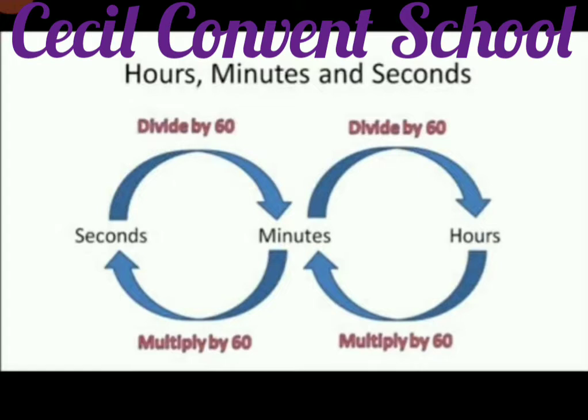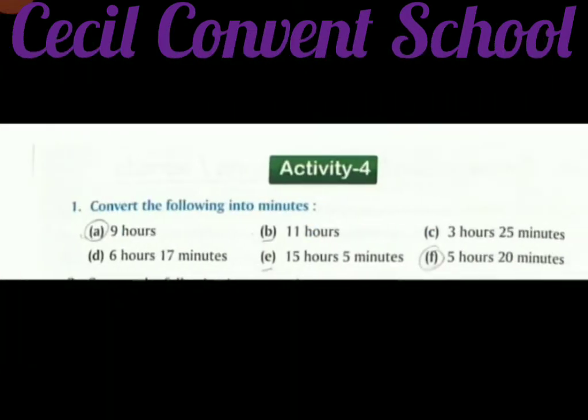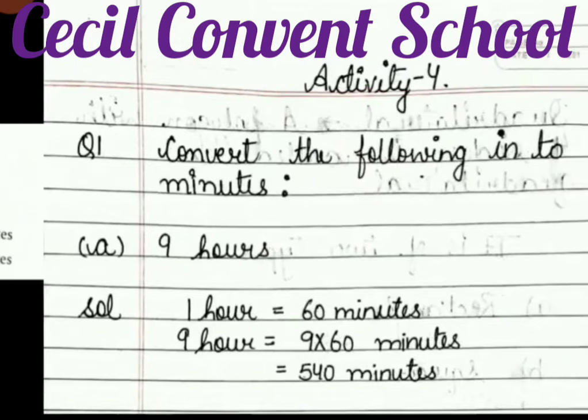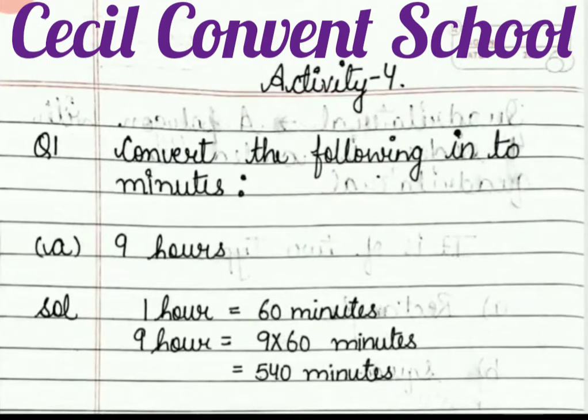Clear? Now we are doing activity 4. See, activity 4, first question is convert the following into minutes. Clear? So firstly we do, students, A part. A part is 9 hours equals to dash minutes. So what you have to do? You have to write like this in your maths copy. Whatever we are doing, all these points you have to write down in your maths copy.